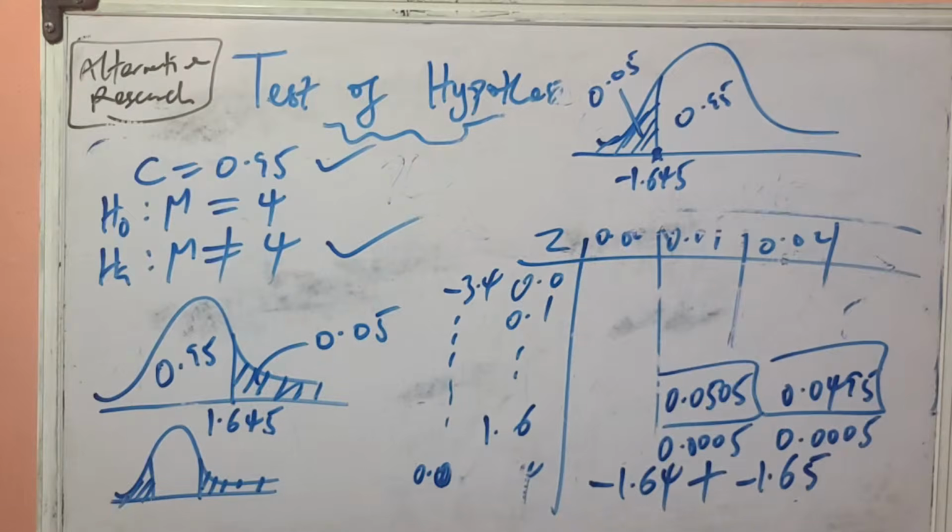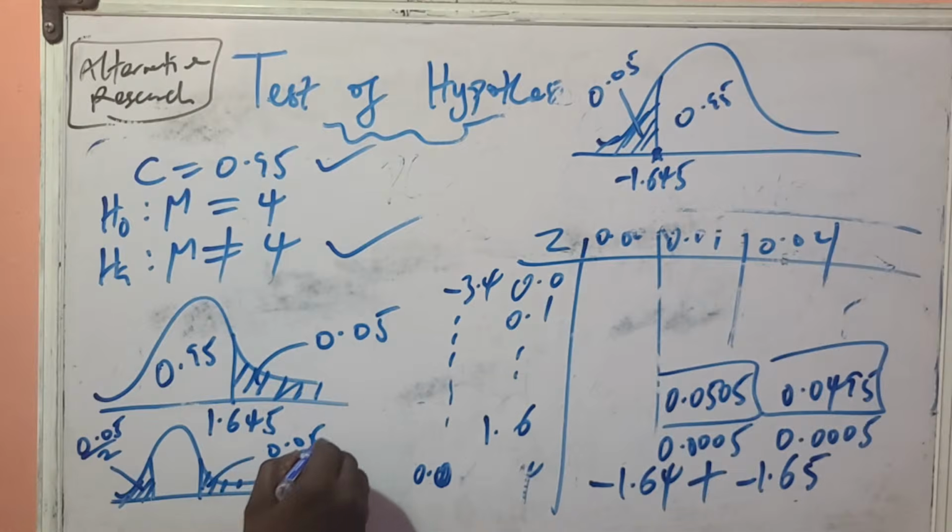Now, how do we get the Z score for this? Follow the same process. I told you the area for the rejection region is always alpha. But here, when we have two different rejection regions, it will be alpha over 2, this will be 0.05 over 2, and that will be 0.025. So that means in this case, the area here is 0.025.